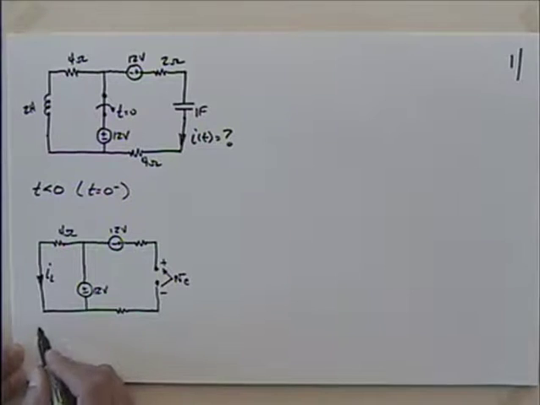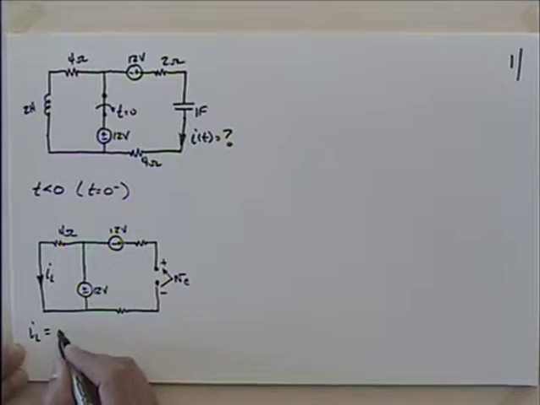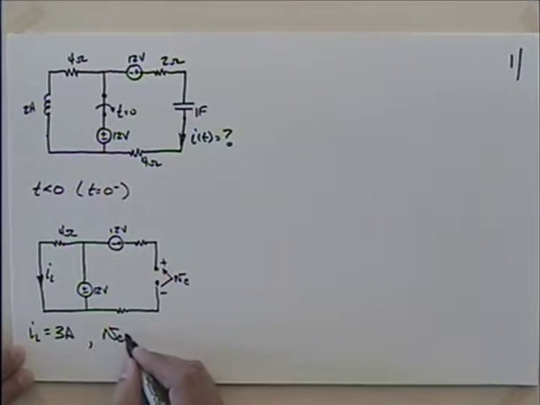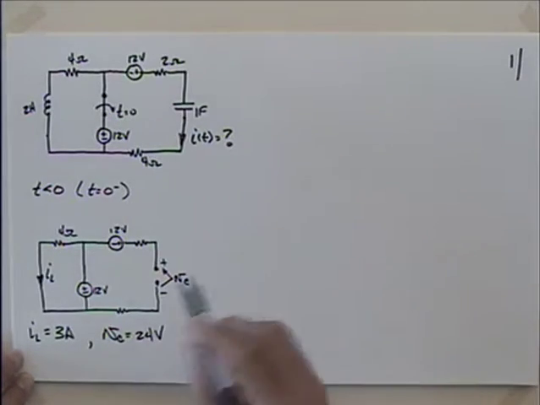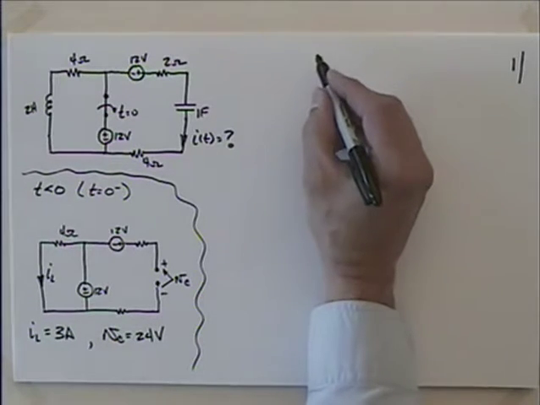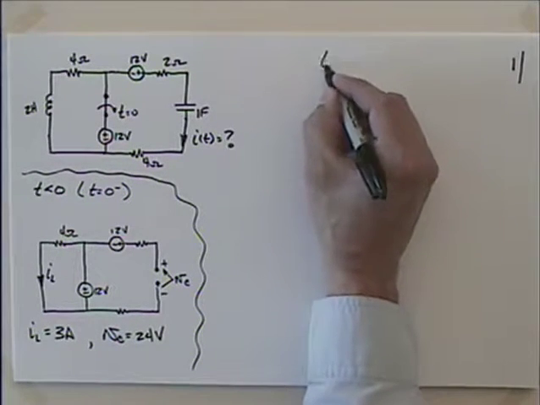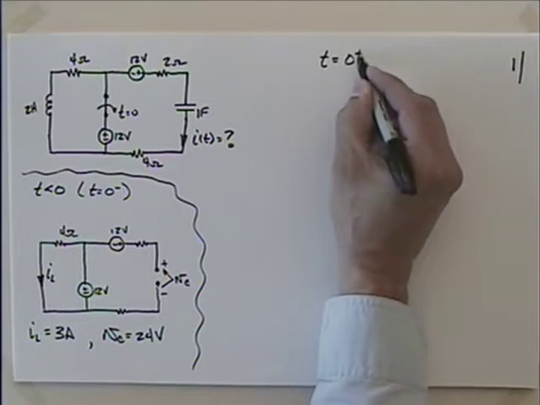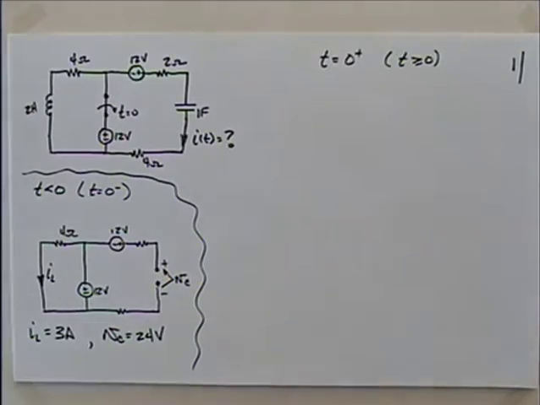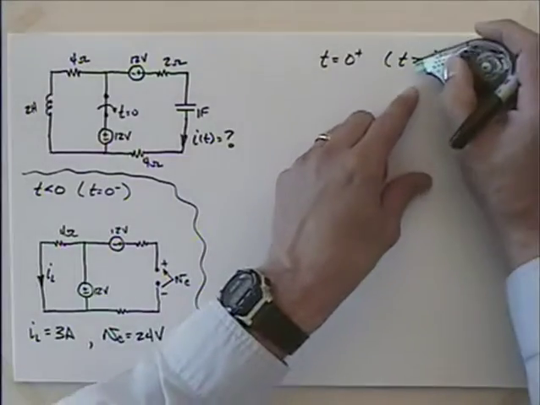We went through that last time. For the details on that, you can look at last time's lecture notes, although it's not too tough. I sub L turned out to be 3 amps, and V sub C turned out to be equal to 24 volts. So we did that, and then we said, let the fun begin. We'll take t equal to 0 plus, or t greater than or equal to 0. Maybe we should just say greater than 0.